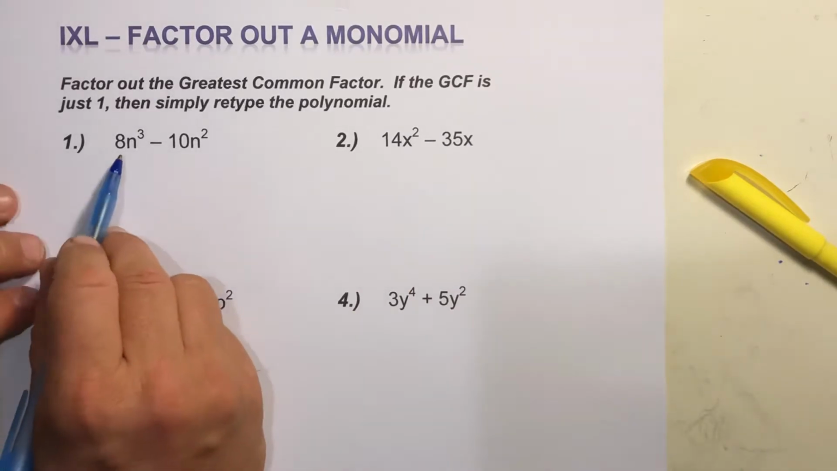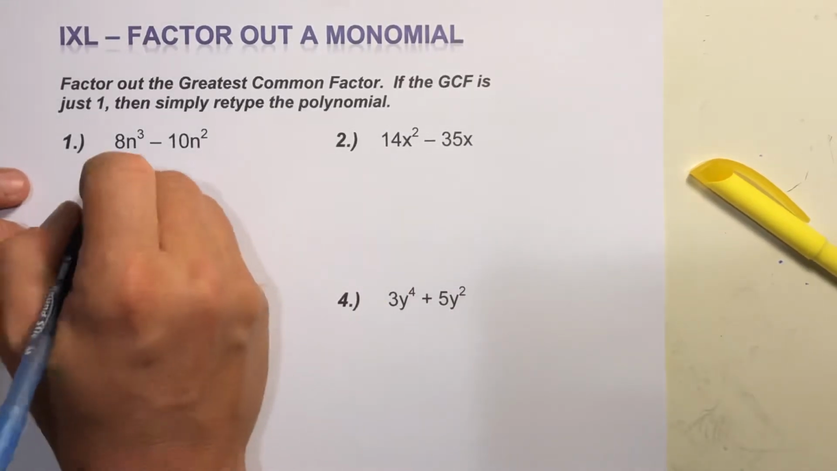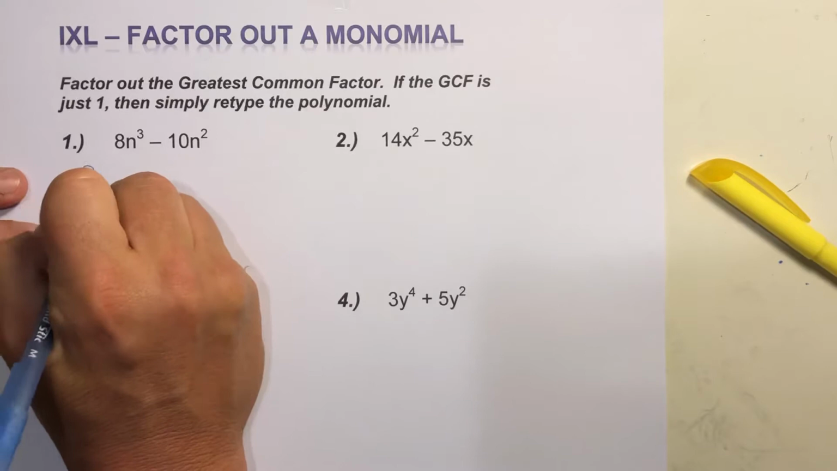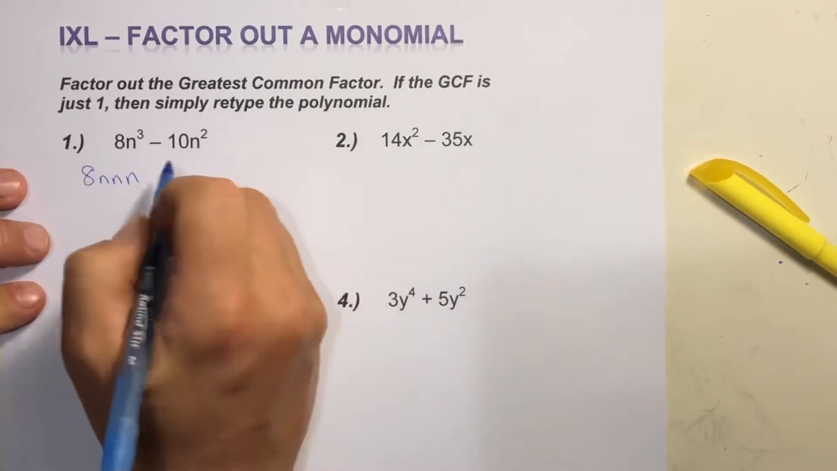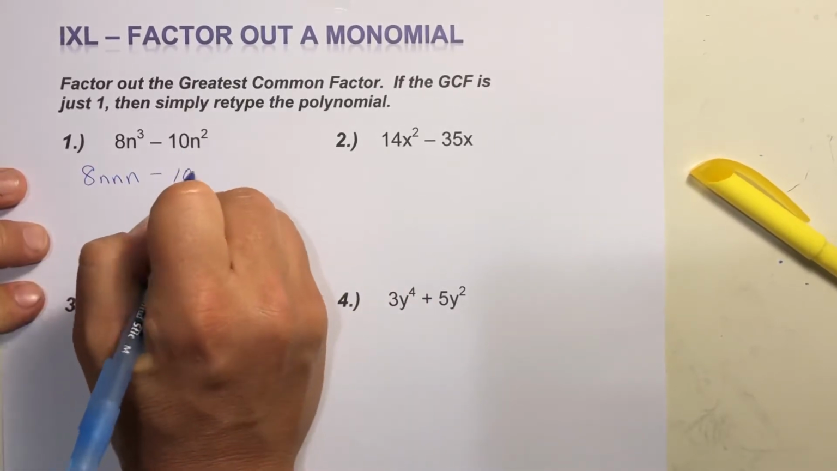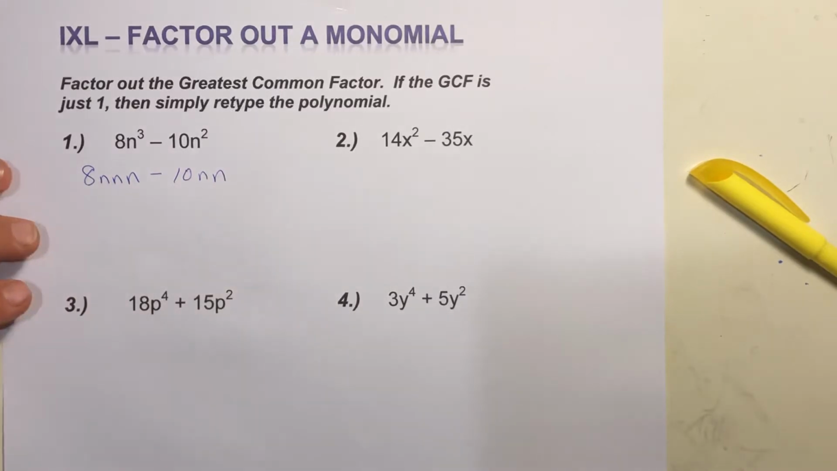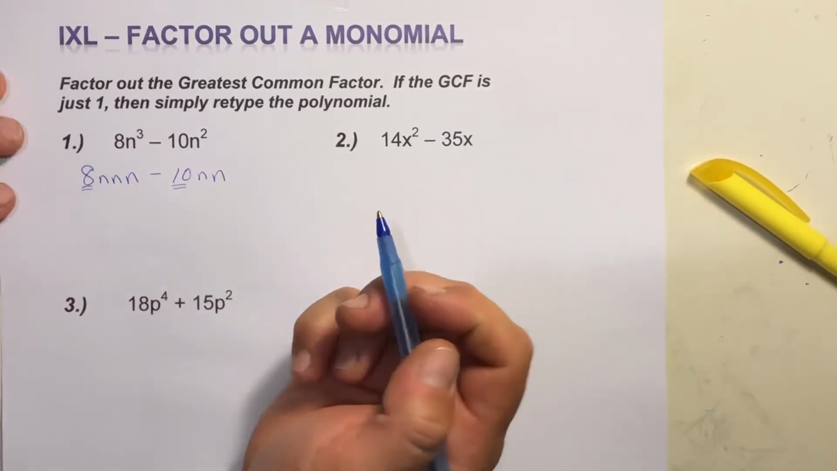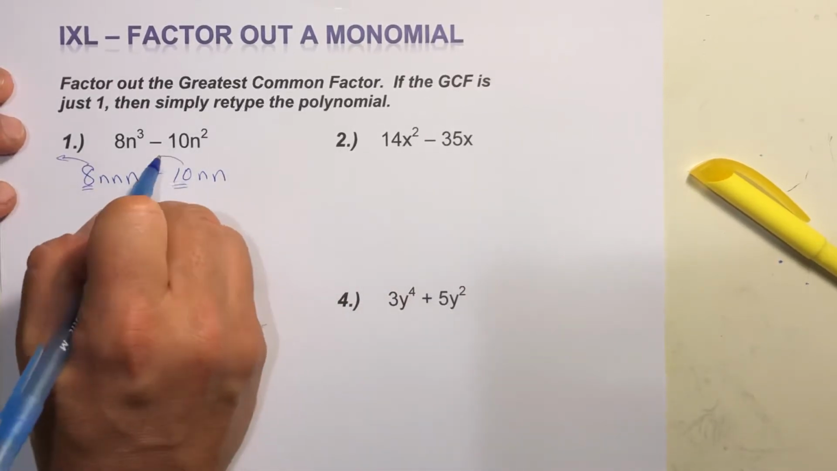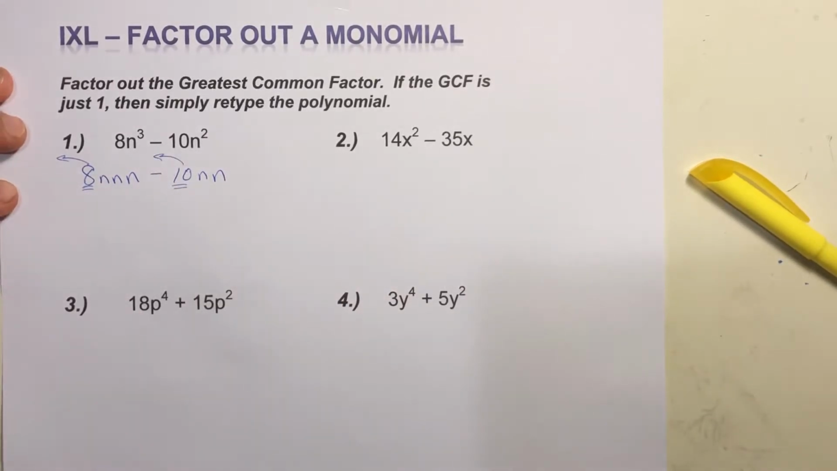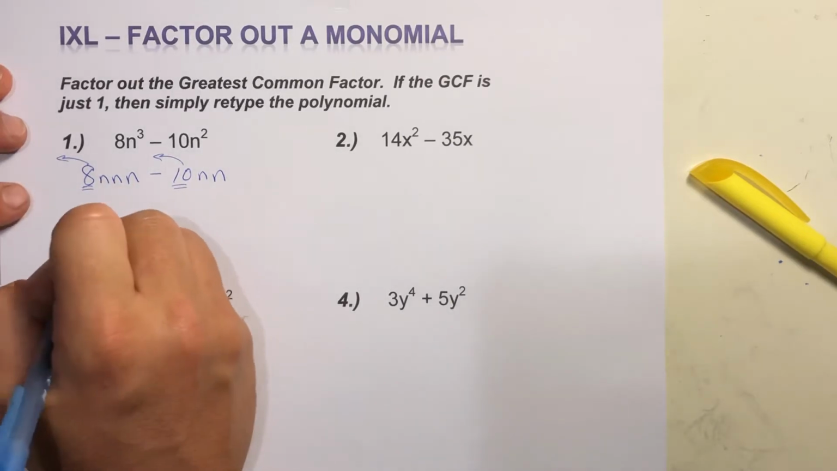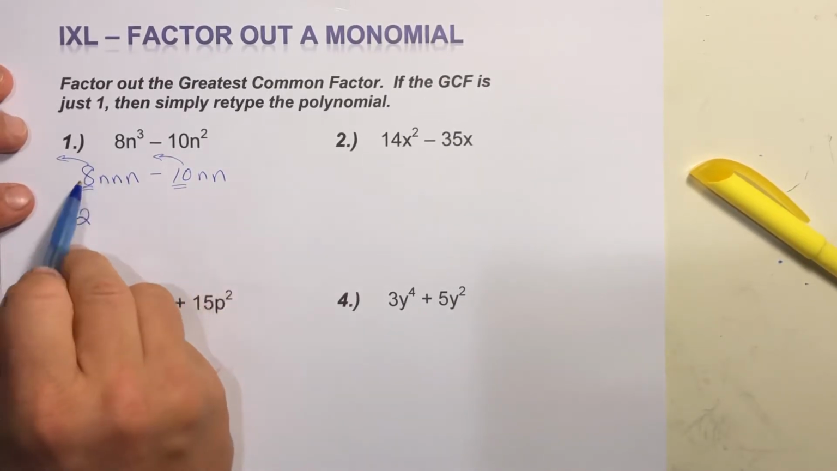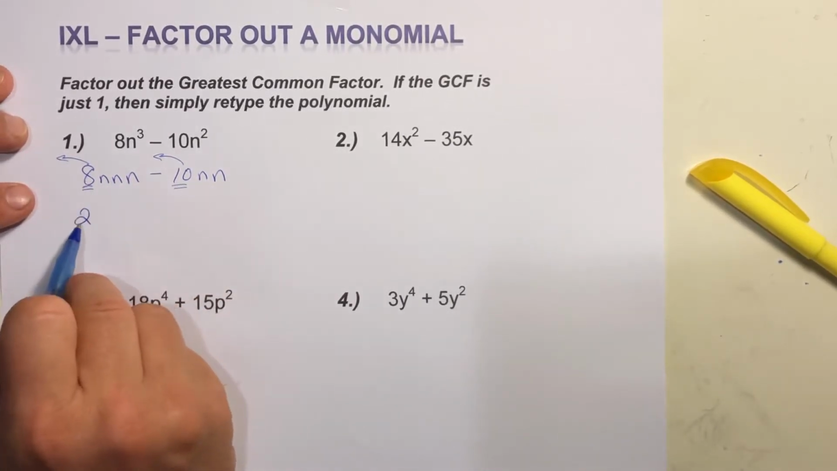So in this first example here, I'm not going to do this for all of them, but I'll do it for the first. 8n cubed is really 8 times n minus 10n squared, which is minus 10 times n. So I want to start off with the coefficients. What's the highest number I can divide into 8 and 10? Well, in this case, it's only 2. So the numeric GCF is just 2.